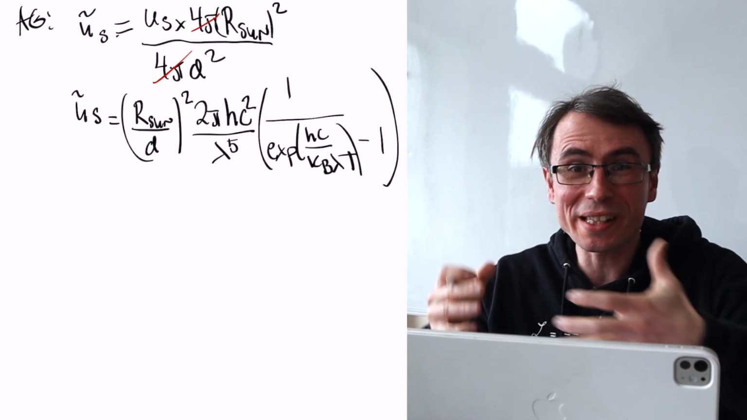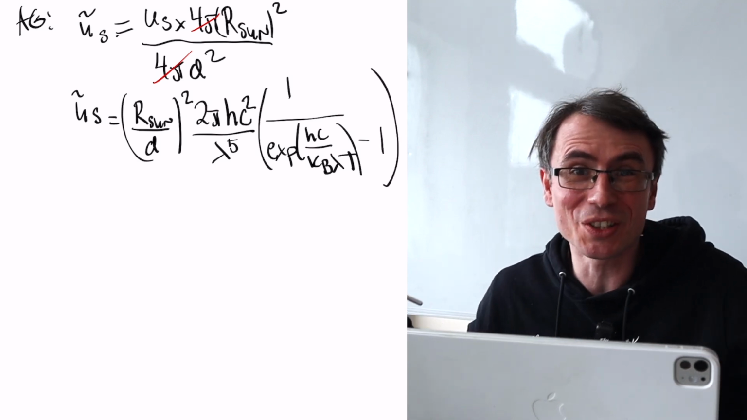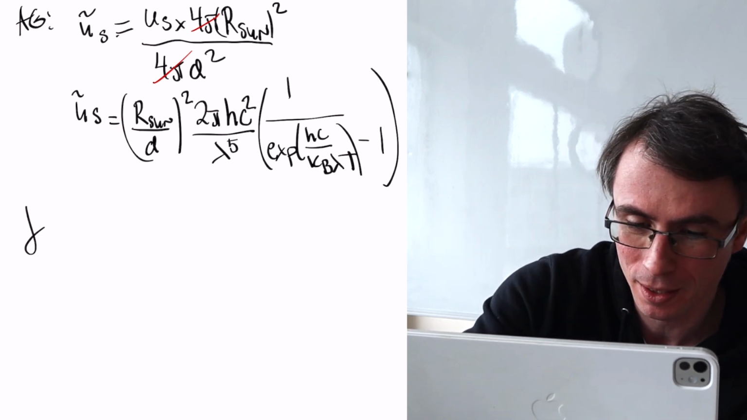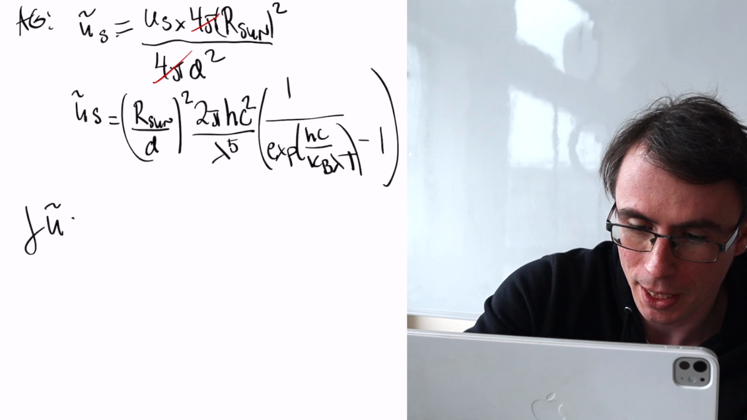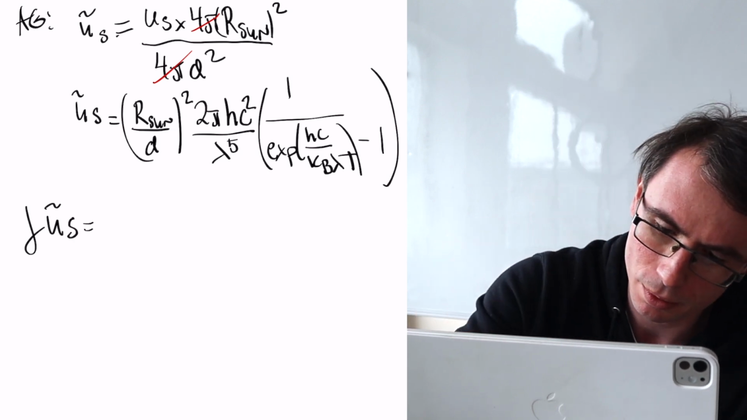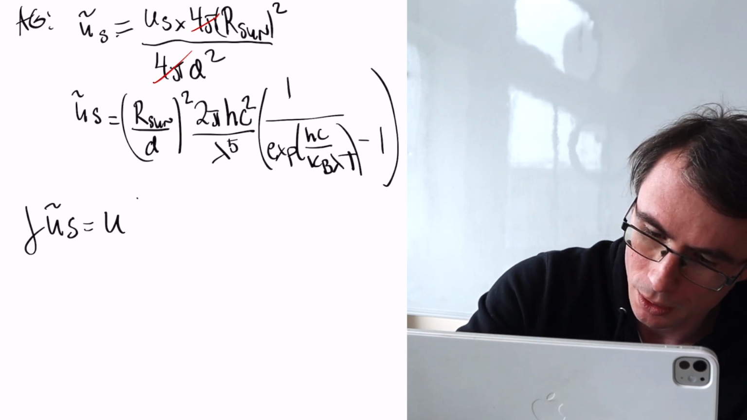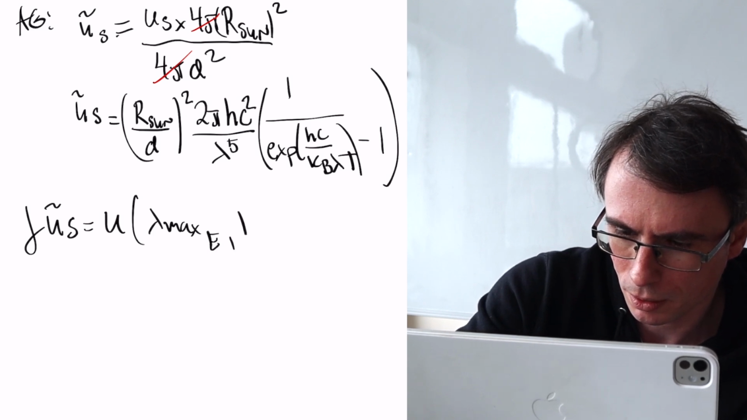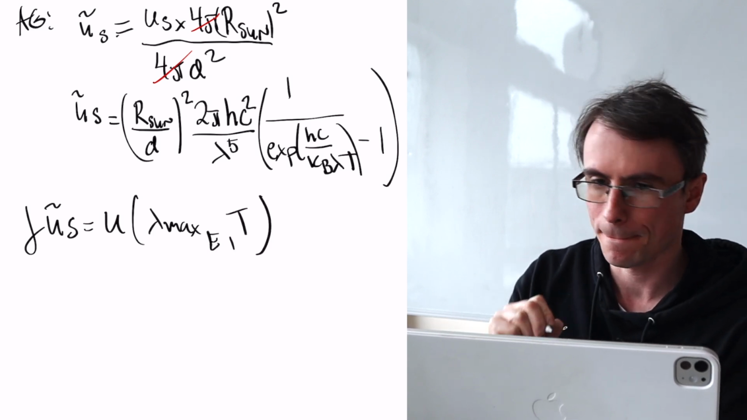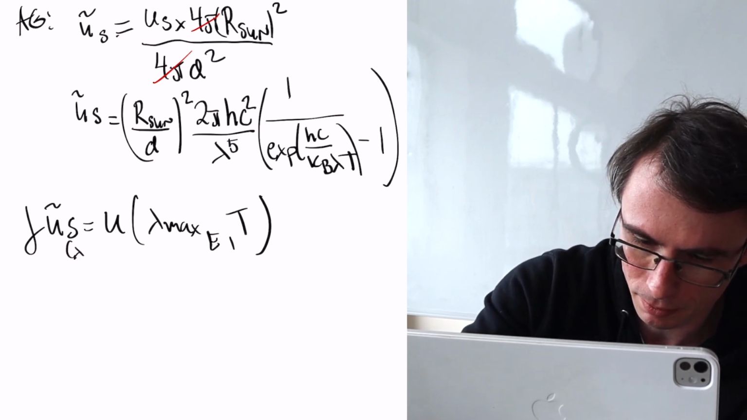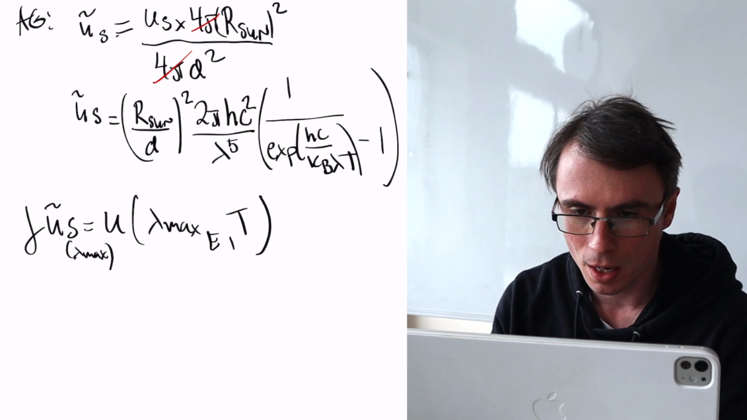Our scaling law simply means that the two peaks are just going to coincide. So we can say that gamma u tilde s is going to be equal to u at lambda max as a function of, what do they call it, e t. And this here is going to be evaluated at lambda max. Shall we just write this over here?